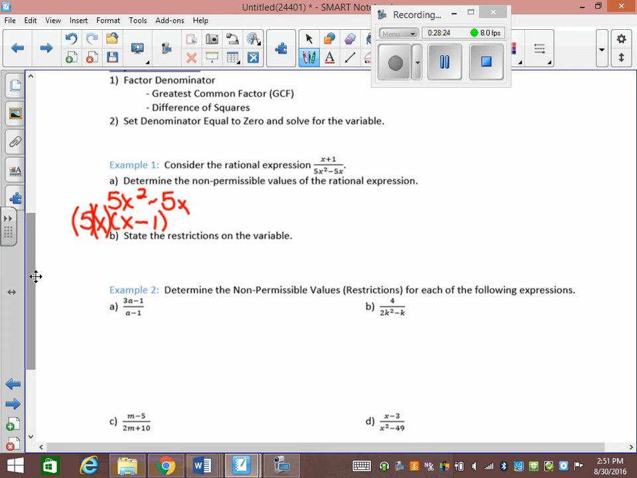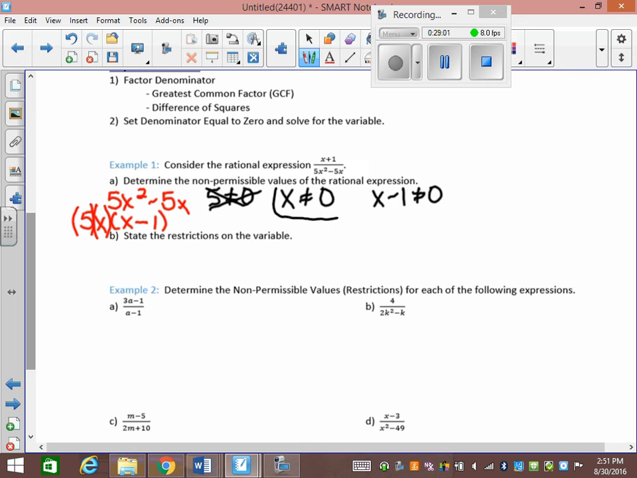Then you check what would make them be 0. So I go, 5 can't equal 0. Well, that's true. 5 can never equal 0. I'm not going to get an NPV from 5. It's a number. It can never be 0. It's 5. Okay? So don't worry about that. Then I say x can't equal 0 for the one in the bracket. And I say x minus 1 can't equal 0. So anything that is in its own bracket, I set not equal to 0. 5 can't equal 0, that's true. X can't equal 0, I'm done with my one NPV.